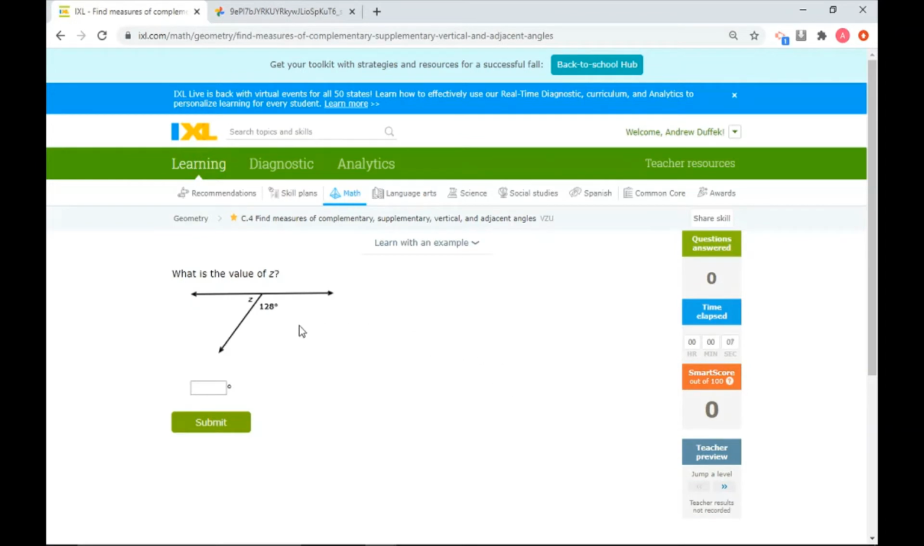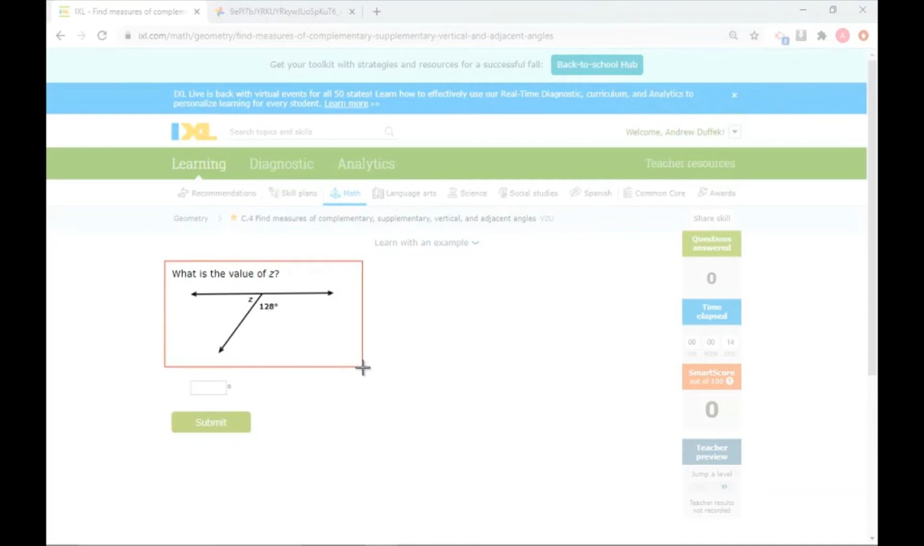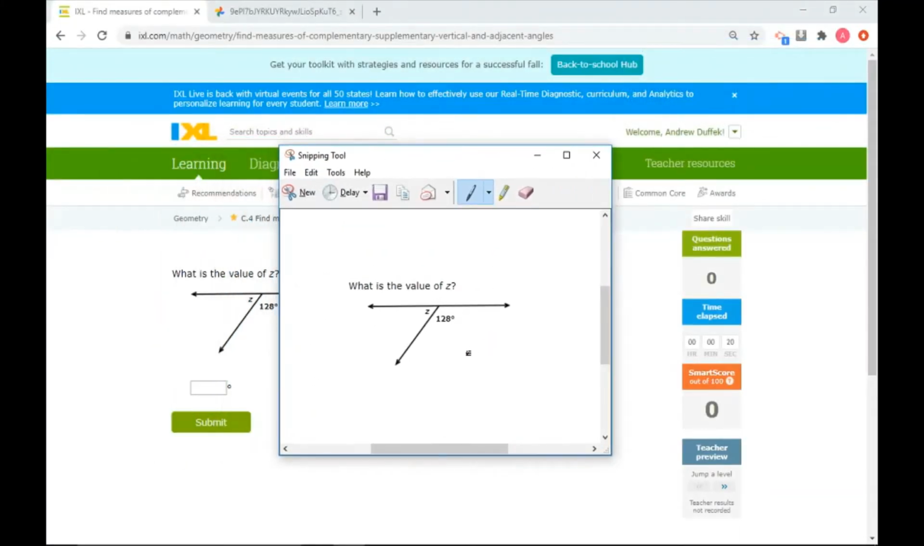Okay, so it took me a while to find another problem. This one is a different kind of problem. We are asked to find the value of z. We're going to look at this and see that this is a linear pair. More specifically, we know that z plus 128 have to equal 180. They're going to be supplemental or supplementary angles. So we have z plus 128 equals 180. And now we're just going to solve for z. We will subtract 128 from both sides.